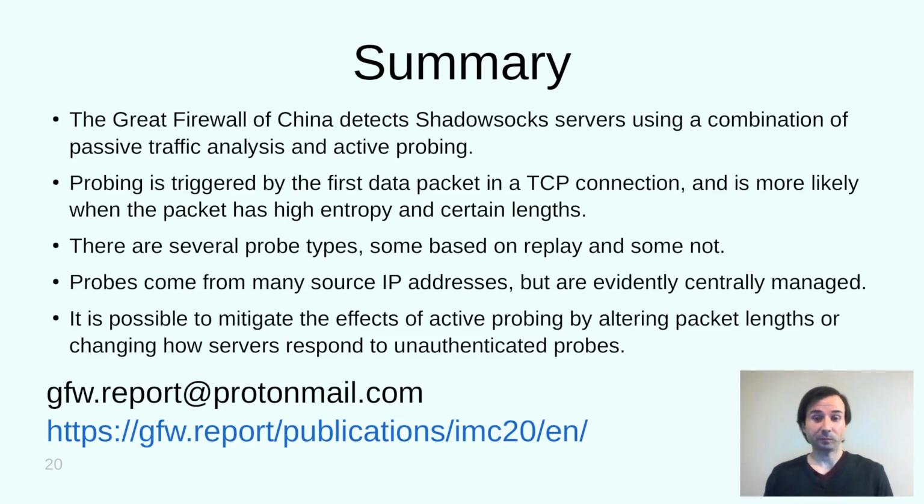In summary, the Great Firewall of China detects Shadowsocks servers using a combination of passive traffic analysis and active probing. Probing is triggered by the first packet in a data connection, and it's more likely when packets have high entropy or have certain payload lengths. There are many different types of active probe. Some are replays, some are not. Probes come from many IP addresses, but they show signs of being centrally managed. And it's possible to mitigate the effects of active probing to Shadowsocks by disrupting either of the 2 steps in the classification process.